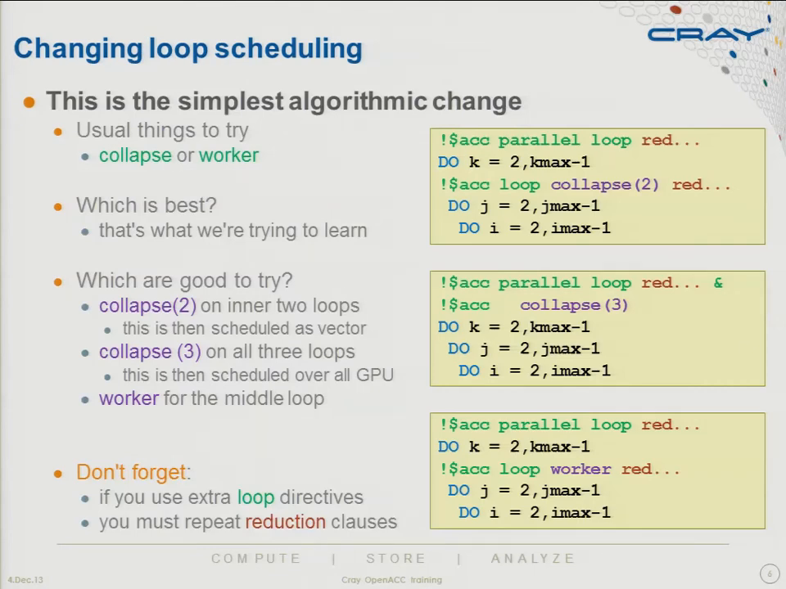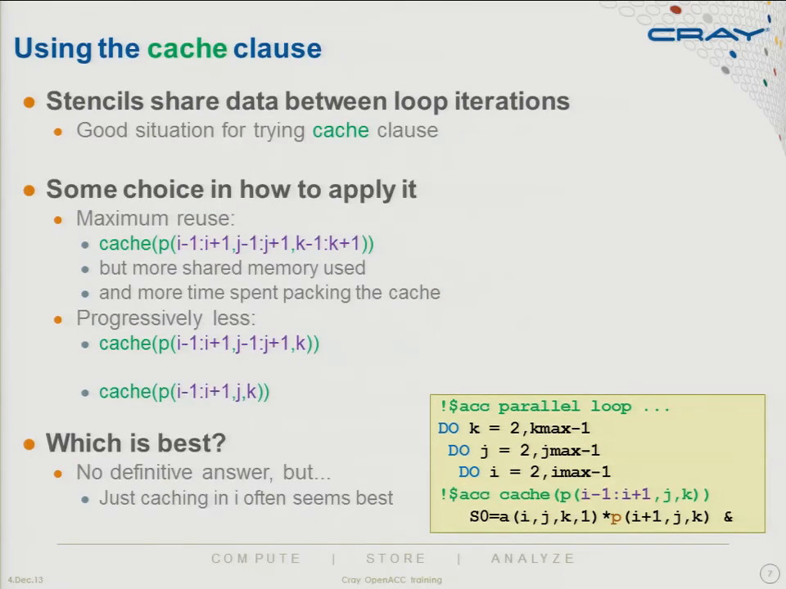What else could I do? I could try changing the loop schedule. So we've got this IJK loop stencil. What could I try doing? Maybe I could collapse the inner two loops. Remember to repeat the reduction clause. I could collapse all three loops. Or perhaps I could go in and say, make the middle loop a worker loop so that this one is vector and this one is gang automatically. Don't forget the reduction clause because it's a user-inserted loop directive. So here's three different scheduling choices. And really, I've got no way of knowing which is best. So you try them.